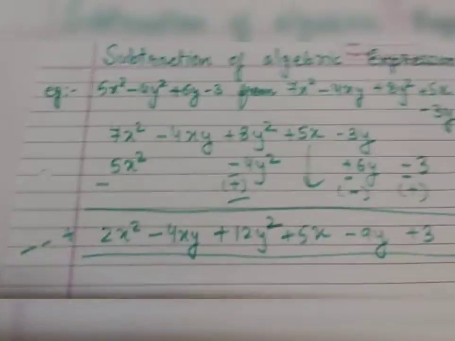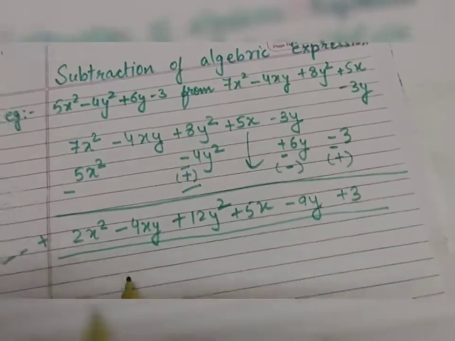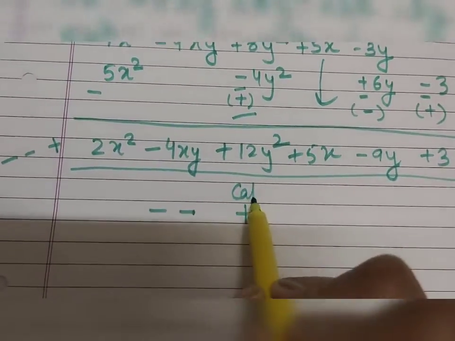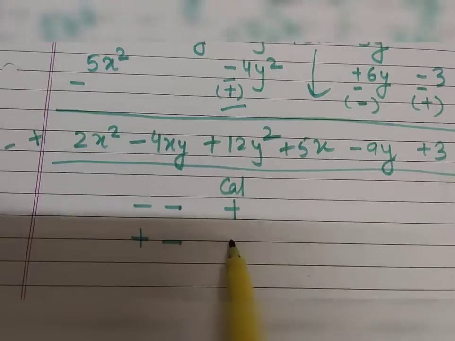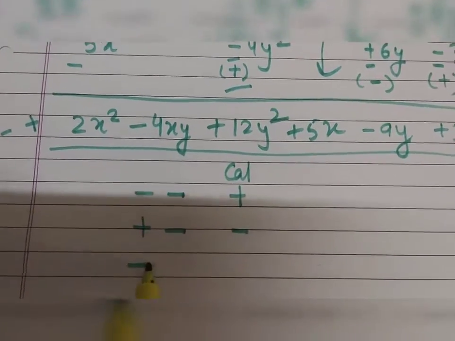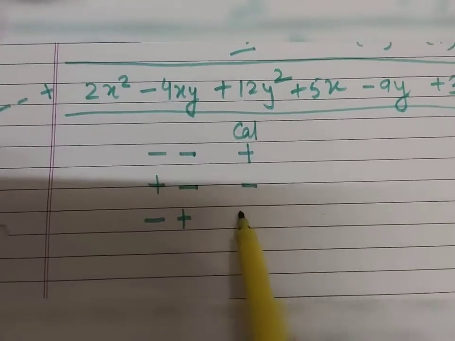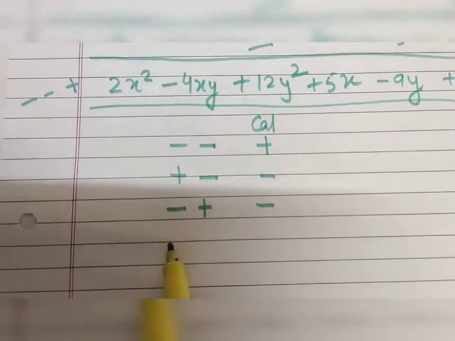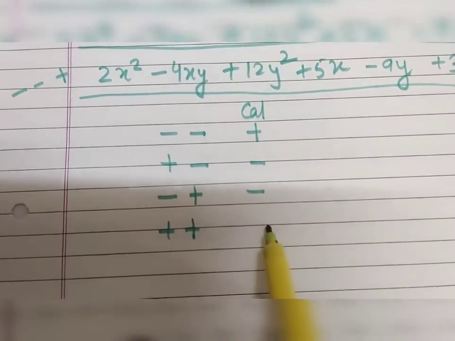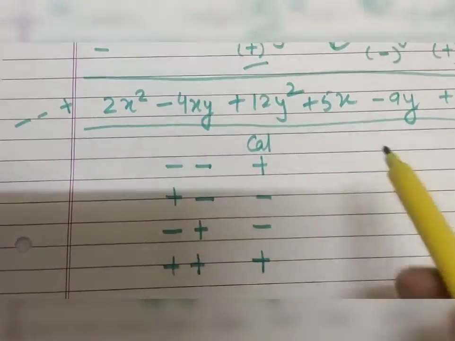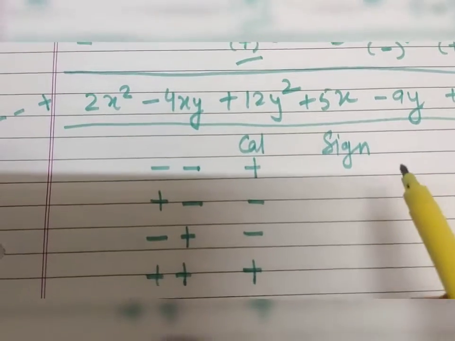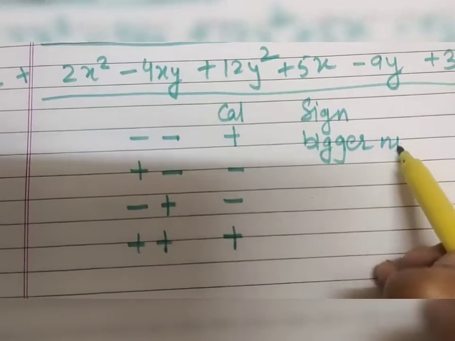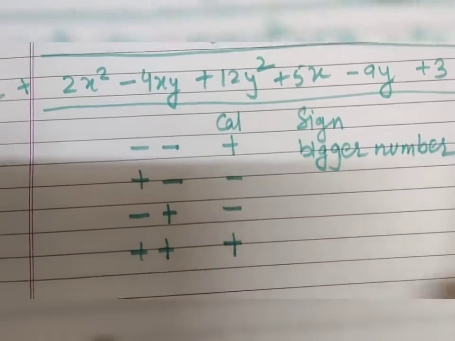Another important thing you need to know in the calculation is that minus minus we have to calculate as a plus. Plus minus we have to calculate as a minus, and minus plus we have to calculate as a minus. Plus plus we have to calculate as a plus, but the sign will be that of the bigger number. What has the bigger number will have the sign of that.